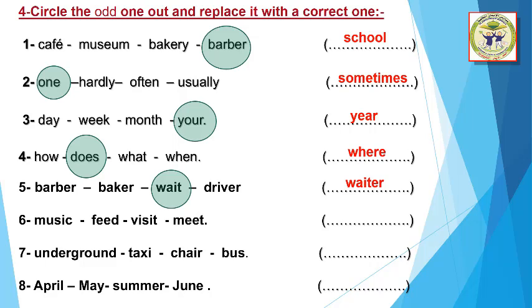Number 6, music, feed, visit, meet. The odd word here is music, because music is a noun, but the other words are verbs, so you replace it with any verb like read.